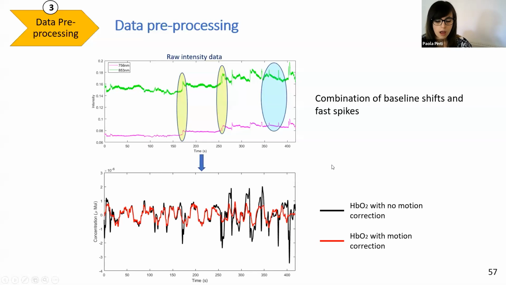So here below, I'm presenting just an example of the corresponding oxyhemoglobin signal in black if I don't apply any motion artifact correction. And on top, we have the oxyhemoglobin signal where I have applied the spline plus wavelet method. We can see that in correspondence of both the baseline shifts and fast spikes, the method works properly and is able to address both types of noise.